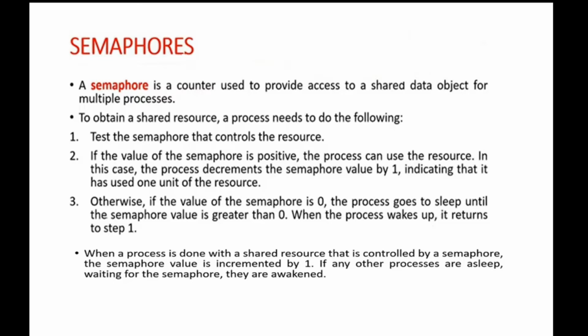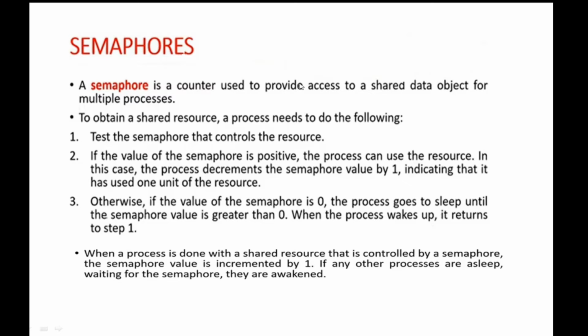Whenever a process wants to access any shared resource, first it has to test the semaphore value of that particular resource. If the value of the semaphore is positive, the process can use the resource. In this case, the process decrements the semaphore by 1, indicating that it has used 1 unit of that resource. Otherwise, if the value of the semaphore is 0, the process goes to sleep until the semaphore value is greater than 0. When the process wakes up, it returns to step 1.